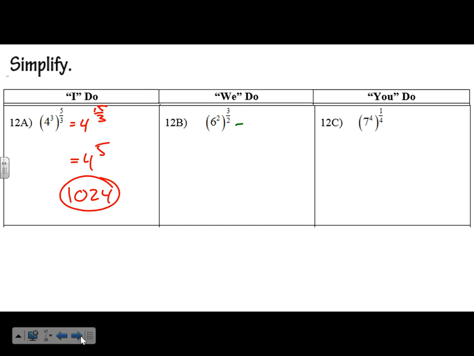So this is 6 raised to the 6 over 2, which is 6 to the third. Use your calculator or your exponent sheet. That ends up being 216.